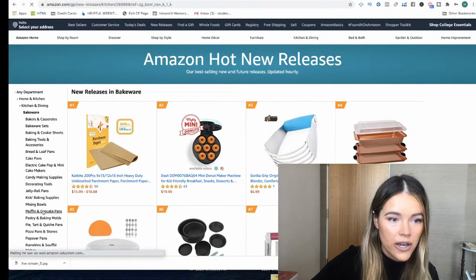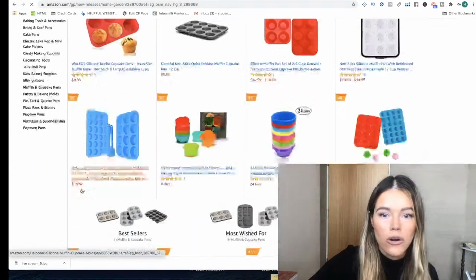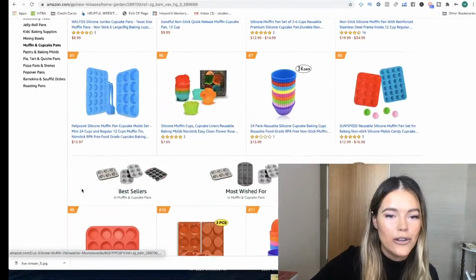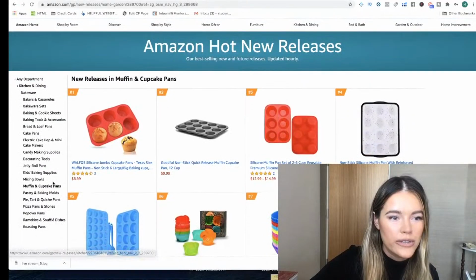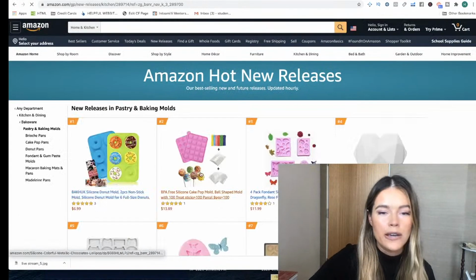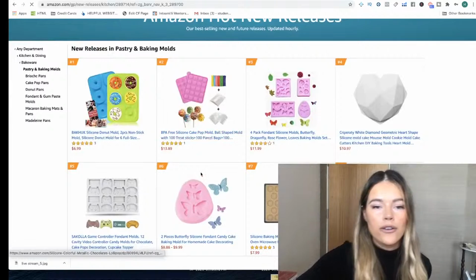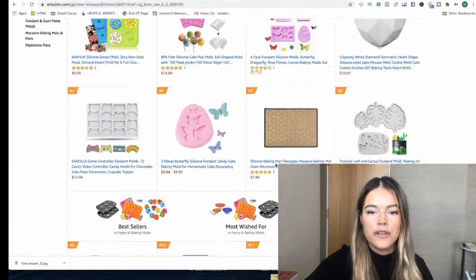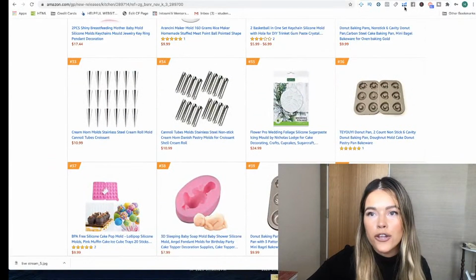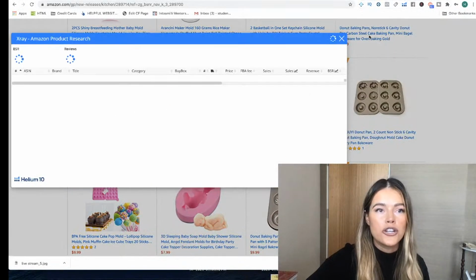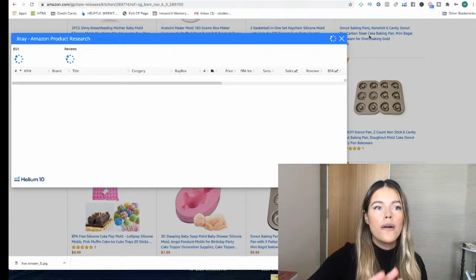Let's go to muffin and okay, so this might be a low ticket product because they're very inexpensive, but you know what I mean? The more you go down, like pastry and baking molds, the less chance you have of it being a commodity and of someone doing it. So this is more interesting. And then you do the exact same thing. You run the Chrome extension. You can run Chrome extensions on people's storefronts.